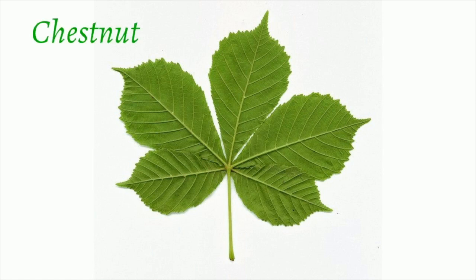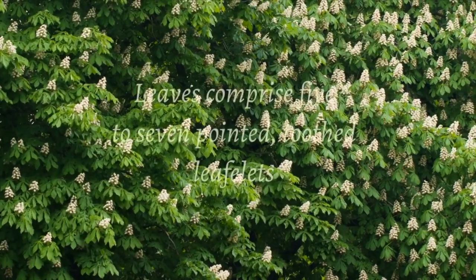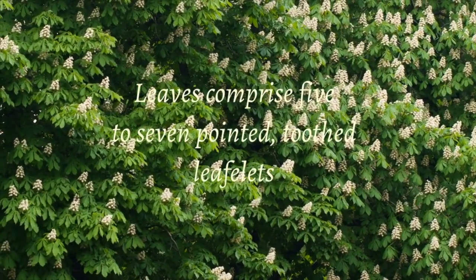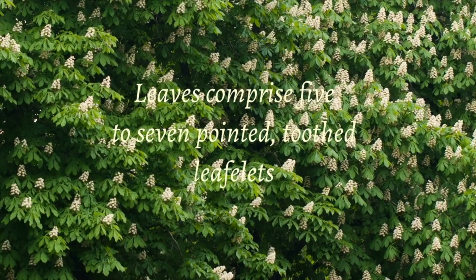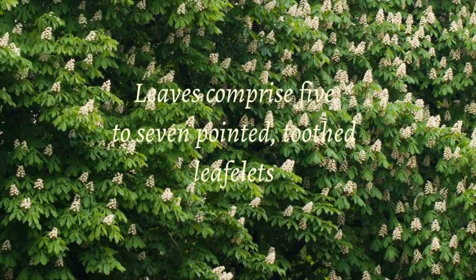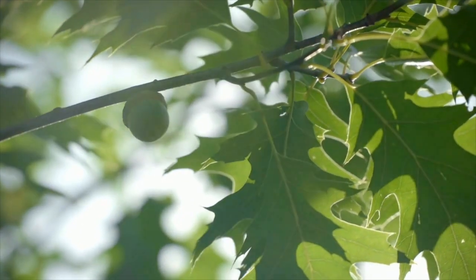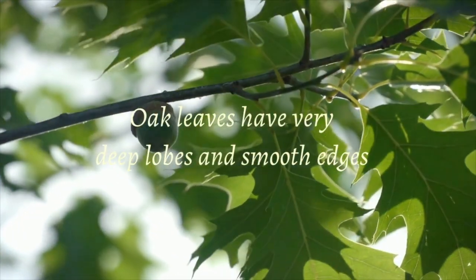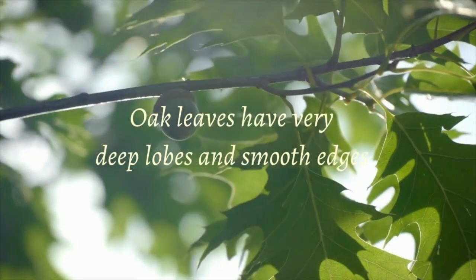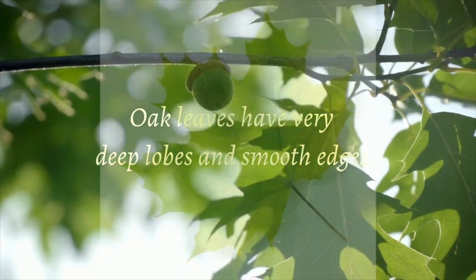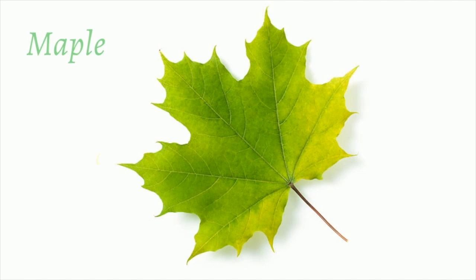Then there is chestnut. Chestnut leaves comprise 5 to 7 pointed, toothed leaflets, so they're very sharp in the corner. Then there are oak leaves. Oak leaves have very deep lobes and smooth edges.